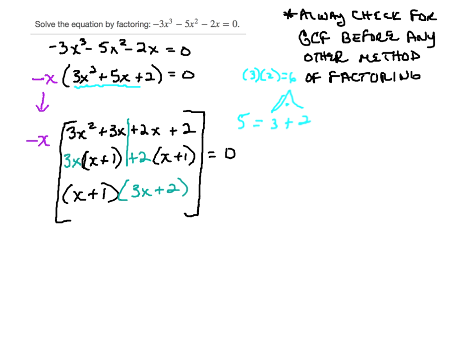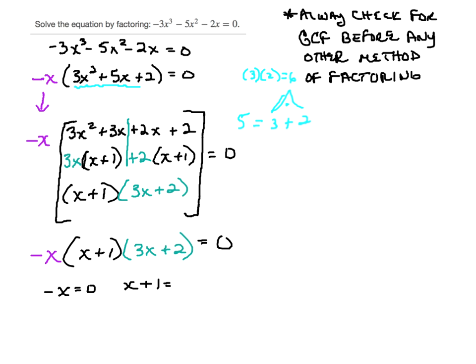So let me show you what you have now. You have a factor of negative x. You have a factor of x plus 1. And you have a factor of 3x plus 2. All those things had to be multiplied together to make that polynomial you began with. So even though you've got 3 factors, you still use the zero product property. It doesn't matter how many things you're multiplying together to make 0. One of them had to be 0, at least. So negative x equals 0, x plus 1 equals 0, and 3x plus 2 equals 0.